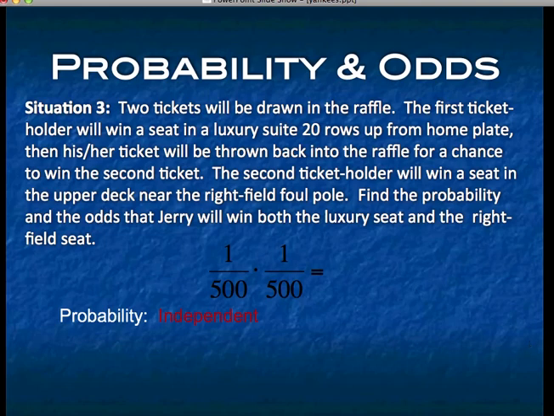So we have 1 out of 500 times 1 out of 500, which is the chances that Jerry will actually win the ticket both times is only 1 in 250,000. The odds that Jerry will win both of those tickets is 1 to 249,999. That's success to the number of ways that he could fail.